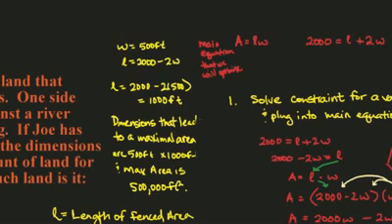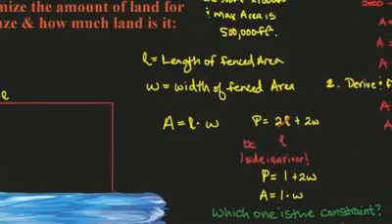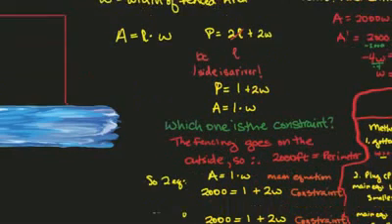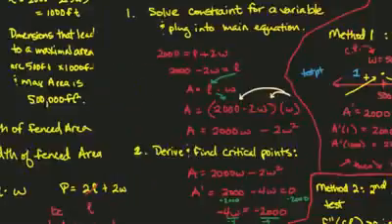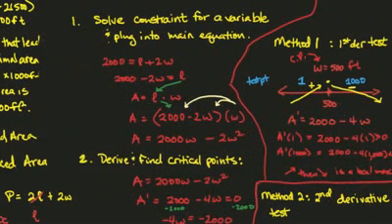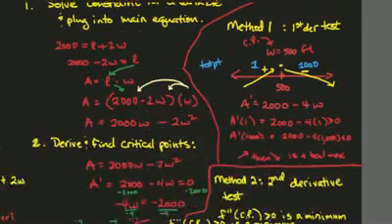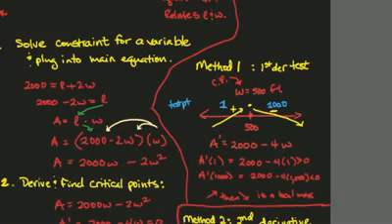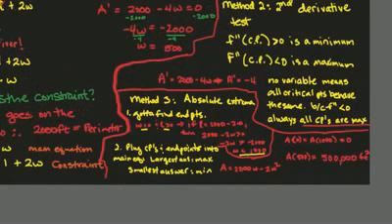But the main steps will be for you to draw your diagram, clearly label your variables, come up with your equations, solve your constraint for one variable, plug into the other equation, the main equation. Now that it's in terms of one variable, take the derivative, set it equals 0, find your critical point. Then either use the first derivative test to prove it's maximal, the second derivative test, or the absolute extrema method.